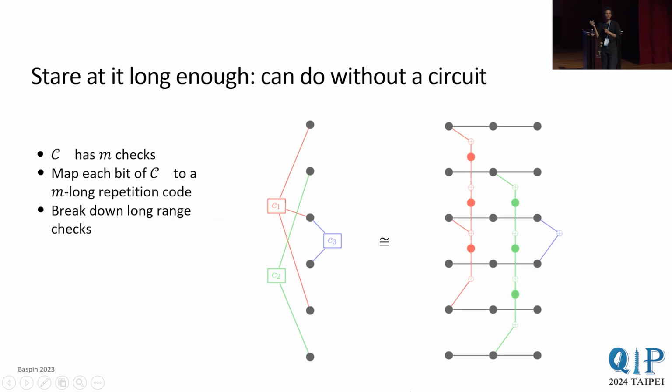And the end result is that if you want to map a sparse code to a 2D local code, you start with a sparse code. This sparse code has m checks. Every bit you're going to map to an m-long repetition code, and each of the checks is going to be mapped to that structure that I mentioned before, like a long repetition code. And you end up with a local code that enforces the checks of the original code. Great.